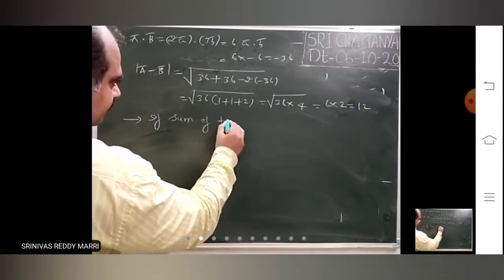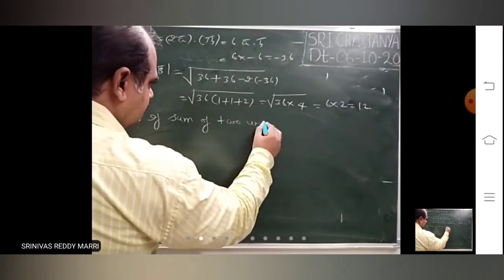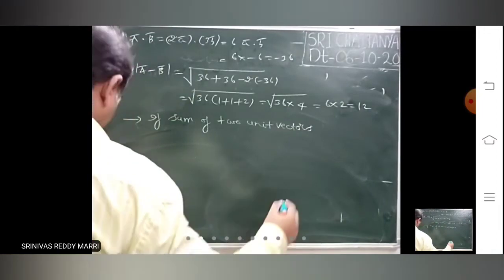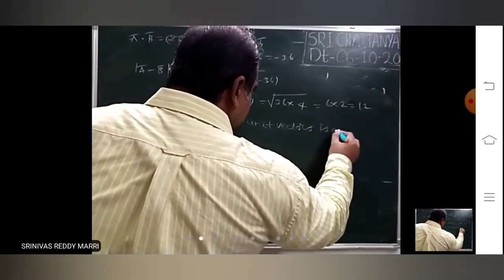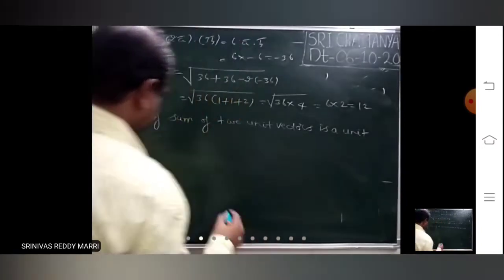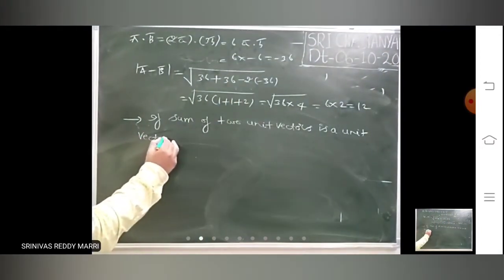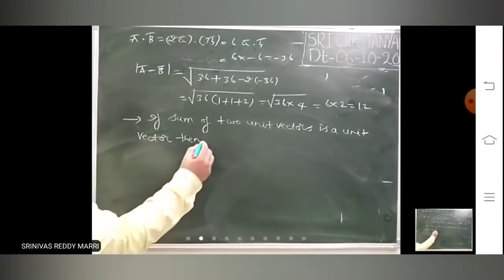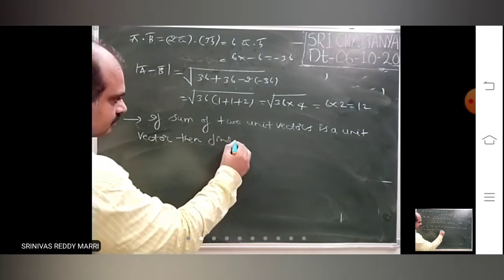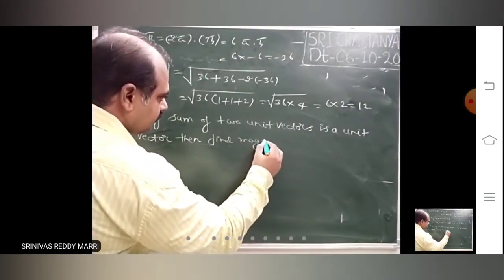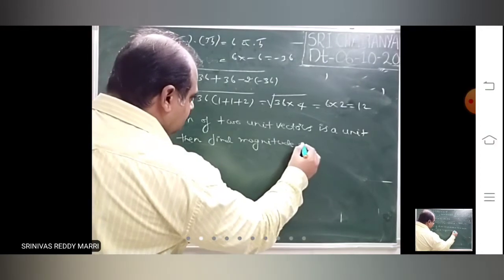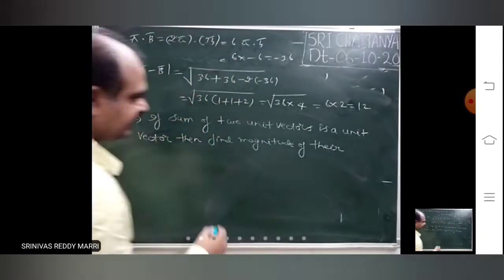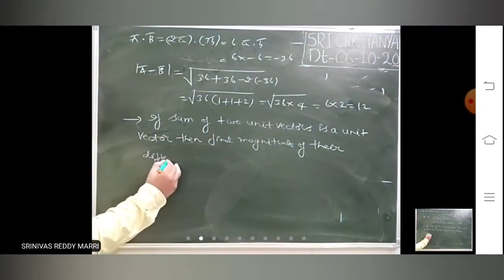If the sum of two unit vectors is a unit vector, then find the magnitude of their difference.